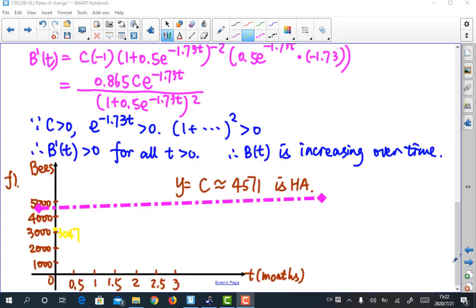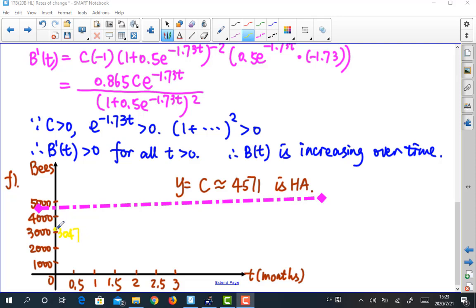Question F for this problem. Sketch the graph of b of t. So let's use the c value based on question D, which is approximately equal to 4,570.7. We use this value to help us graph this logistic function when t is greater than 0, because usually we don't talk about negative time values. So the initial value based on question D should be 3,047. So that's the initial value when t equals 0.